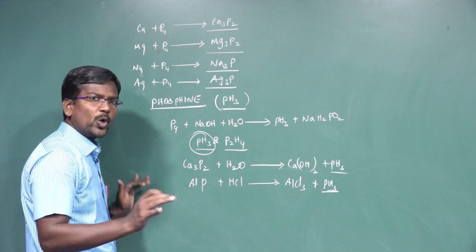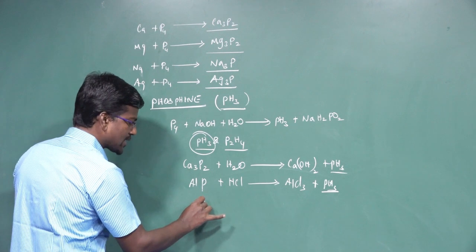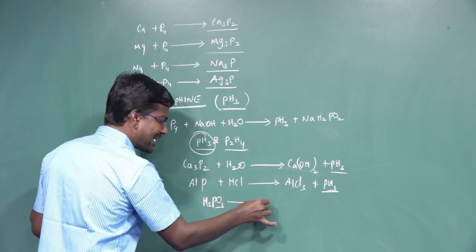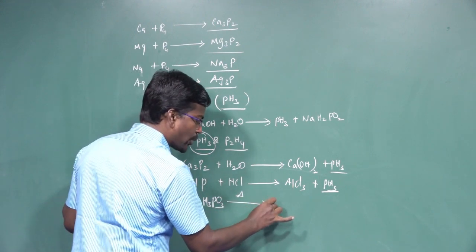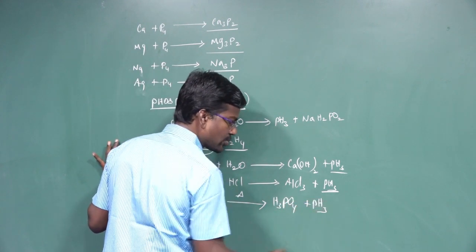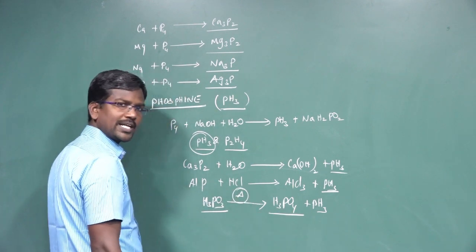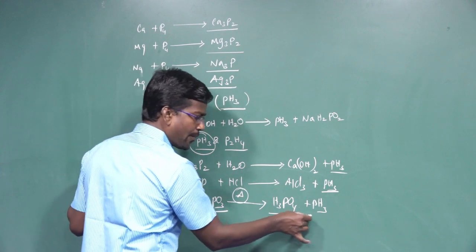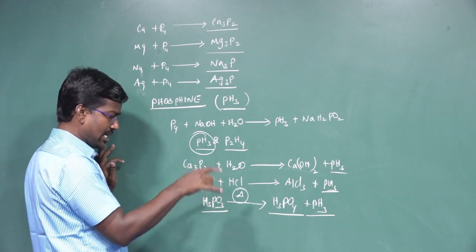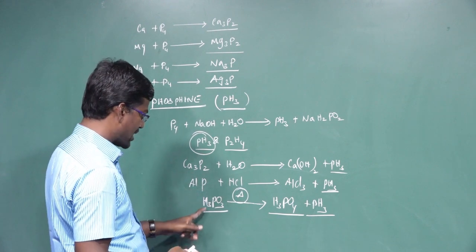Another one, pure phosphine PH3 can be prepared by decomposition of phosphorus acid H3PO3. Phosphorus acid decomposes on heating to form orthophosphoric acid H3PO4 plus phosphine PH3 is released. So phosphorus acid decomposes at a certain temperature to form orthophosphoric acid H3PO4 plus phosphine PH3. This reaction is also an example of a disproportionation reaction because phosphorus exhibits an increase in oxidation number as well as a decrease in oxidation number.